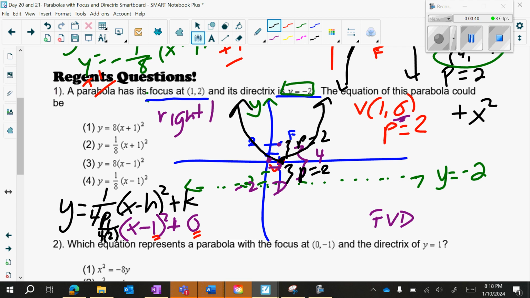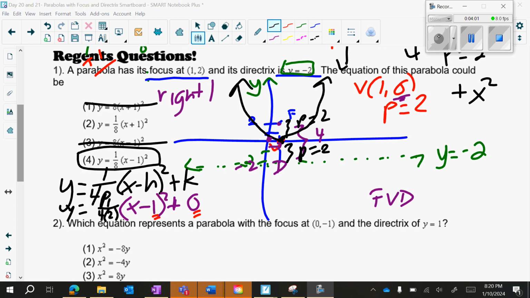If you clean that up, it's going to be y equals 1/8, since you could get rid of the 1 and the 3, times (x minus 1) squared plus 0. So the answer was choice 4. Again, I recommend that you go to the choices, put them in y equals, and then see if, when you graph it, it looks like the picture that you drew.